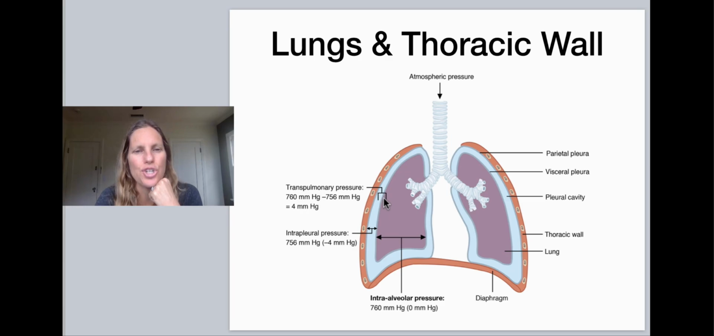And then we have the pressure difference between the intra-alveolar pressure and the intrapleural pressure, and that pressure is called transpulmonary pressure. So if you look at some numbers just to get an idea, you'll notice that the intra-alveolar pressure is about 760 millimeters of mercury.